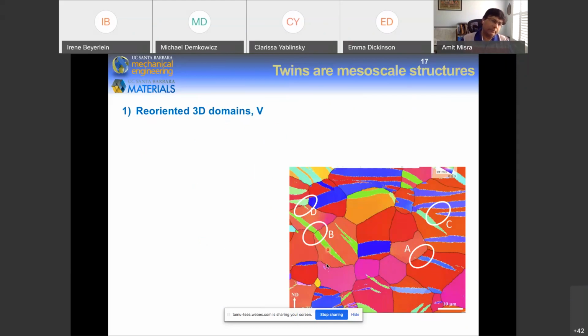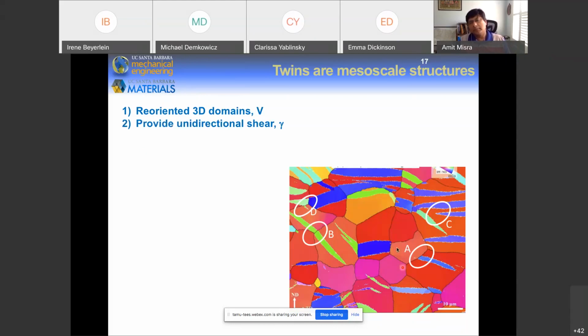this is where the mesoscale is an important scale for twinning, because that's when it's really starting to make an impact on the macroscopic properties of the material, and where it starts making, I would say, a larger contribution towards accommodating deformation. So how do they accommodate deformation? First of all, as we've learned, they do manifest as 3-dimensional domains within a crystal.